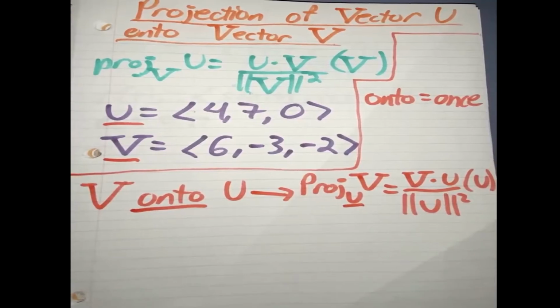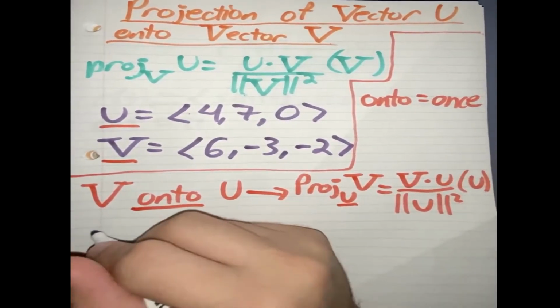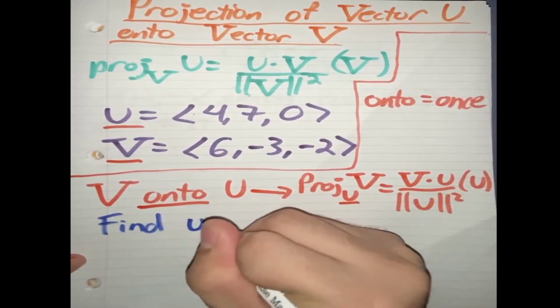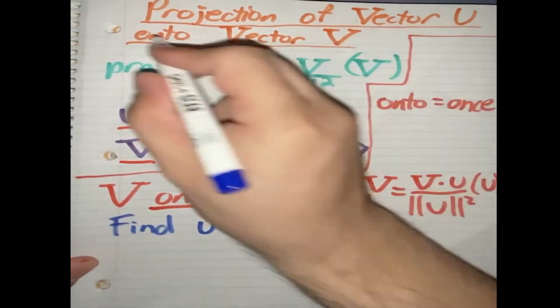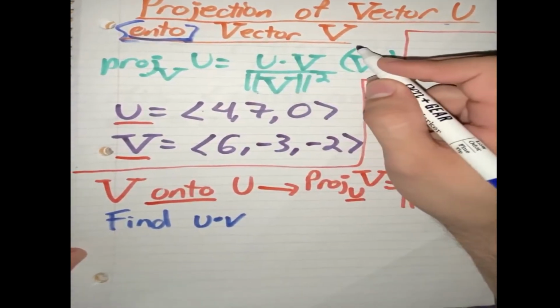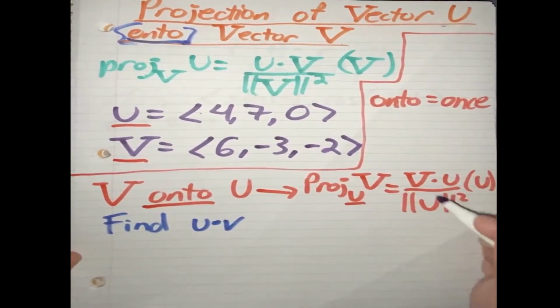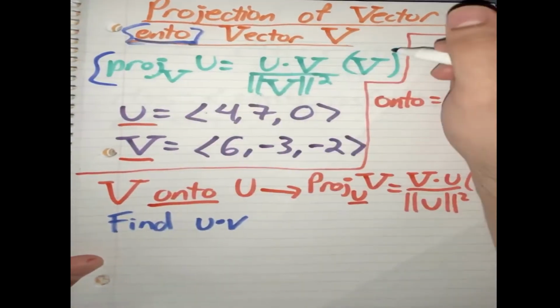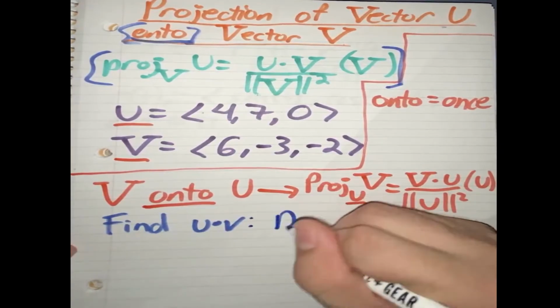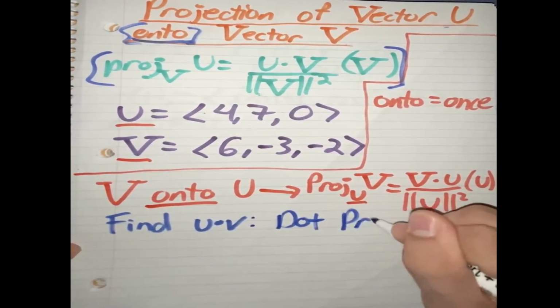So anyways, now that we know that, we're going to go ahead and just start computing the projection. The first thing we're going to do is find the dot product of u dot v, because this one's asking for vector u onto vector v. So u will be only included once, and this is the formula that we're going to use for this one. So we're finding u dot v, which is the dot product.